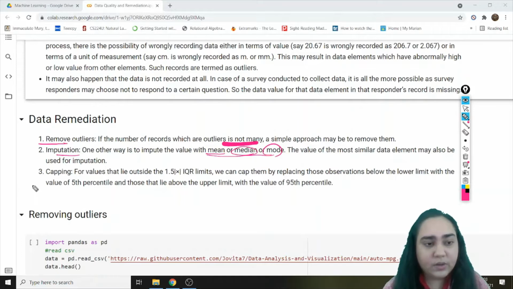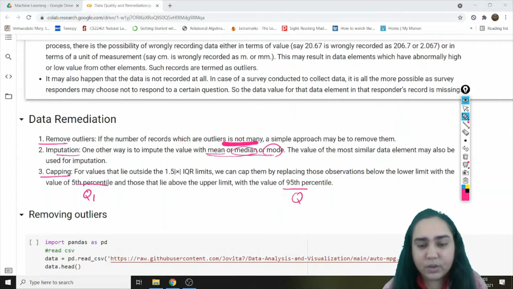Okay. The third thing you can do is known as capping. So if you are having outliers, outliers are basically values that fall beyond the 1.5 IQR limit. And you can replace those observations below the lower limit with the value of the 5th percentile, and those that are above the upper limit with the value of the 95th percentile. So the 5th percentile is essentially Q1, and the 95th percentile is actually Q3.